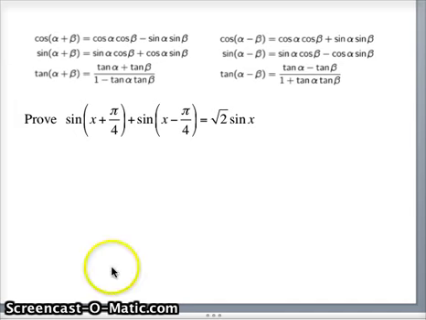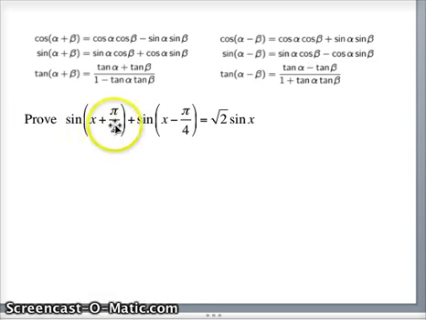Our next example is to do a proof. We want to prove that the sine of x plus pi over 4 plus the sine of x minus pi over 4 is the square root of 2 times the sine of x. So we'll need to use the sine of alpha plus beta formula here and the sine of alpha minus beta formula there to make that work.